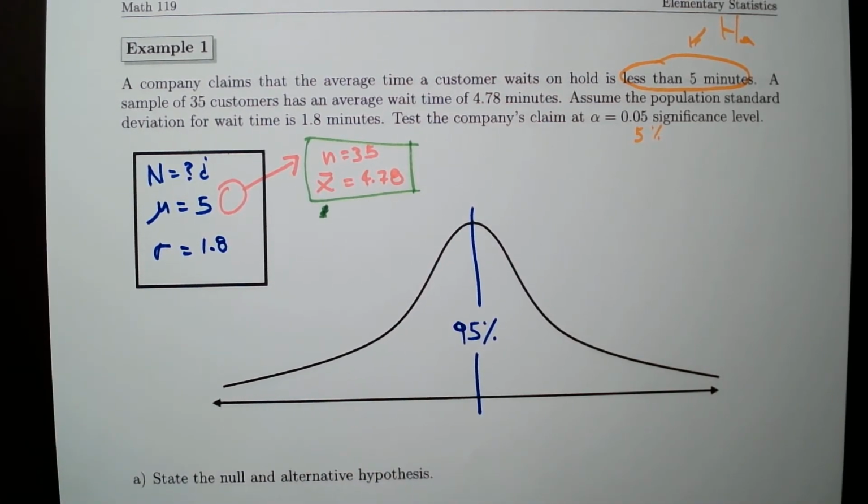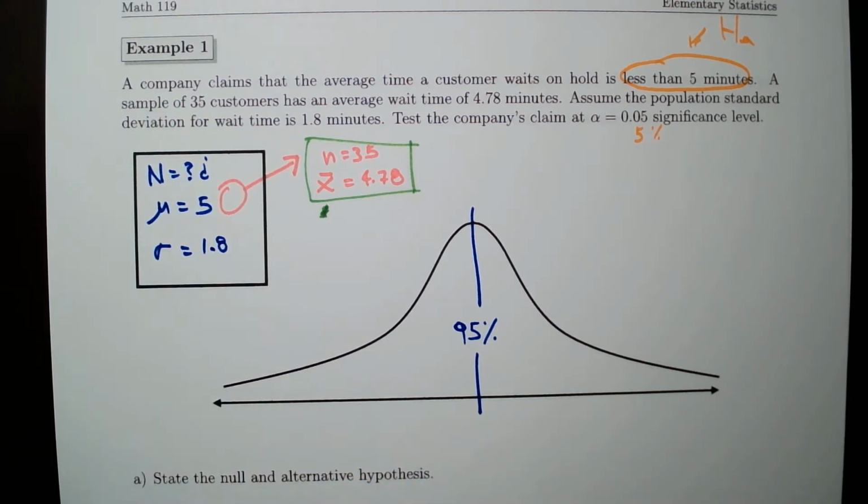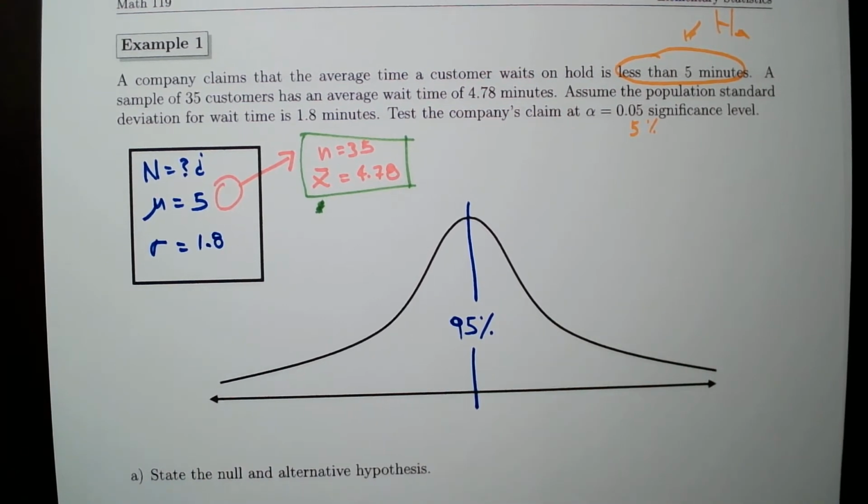All right. Well, look at the problem. What the company claims is that the average waiting time is less than 5 minutes. So they conduct some experiments, maybe in the form of monitoring a certain number of calls. A sample of 35, that's not all the calls. That's only 35 of the calls, and the average waiting time is 4.78.